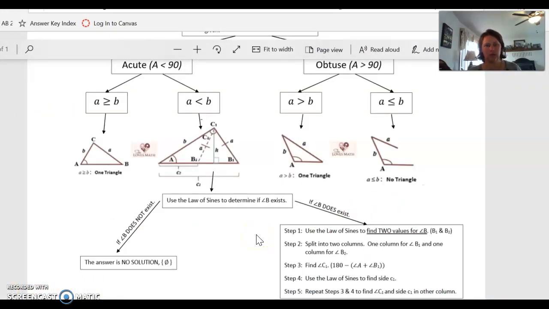Okay, so we just scrolled up a little bit on our flowchart, and this situation here is the one that keeps going. So if we get to this ambiguous case by following through our flowchart, then once we get to this case, we still have some decisions to make. We're going to use the law of sines to determine if angle B exists, because that's another option.